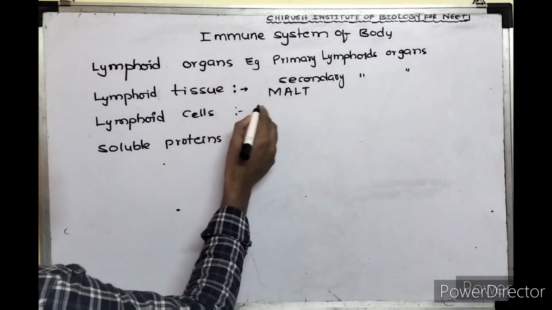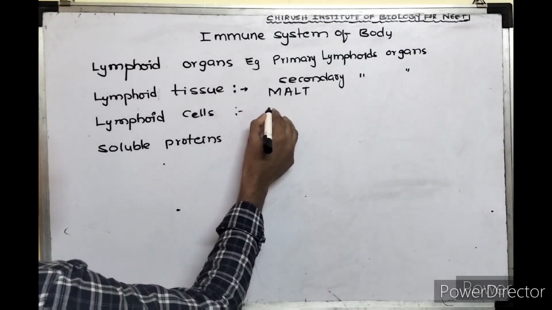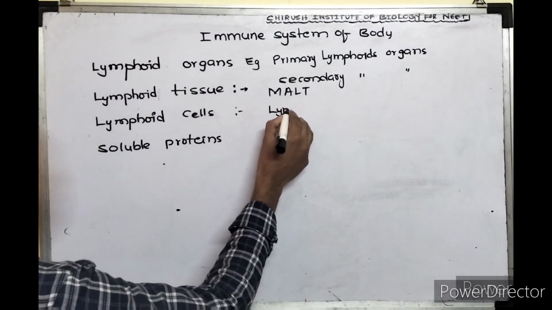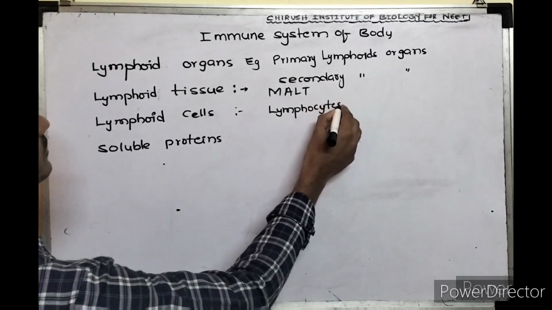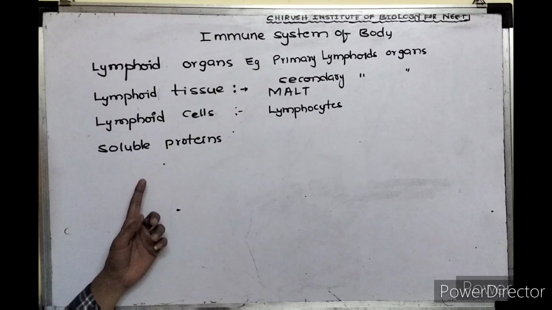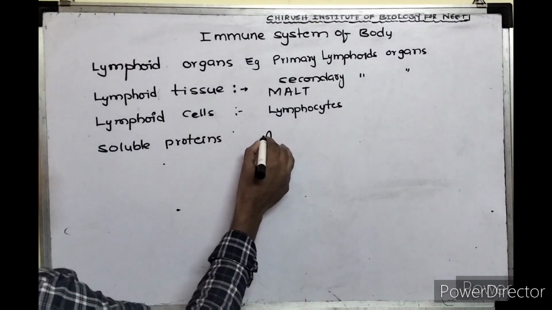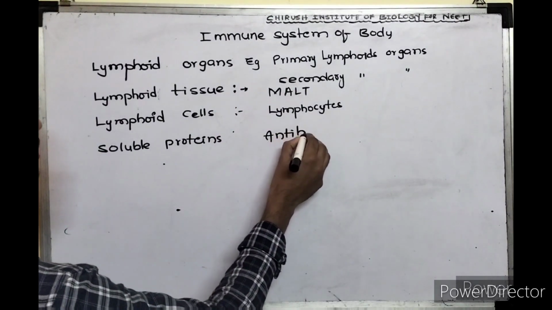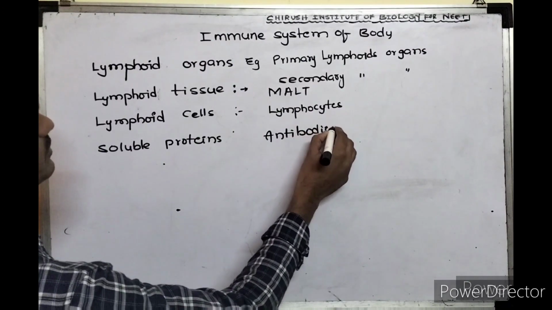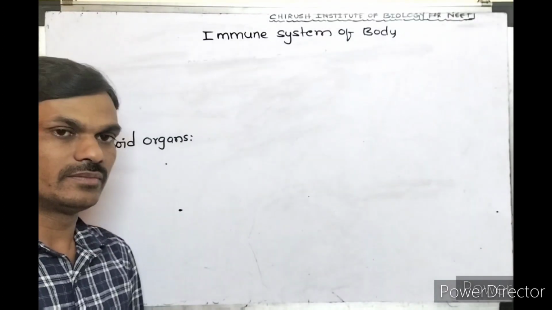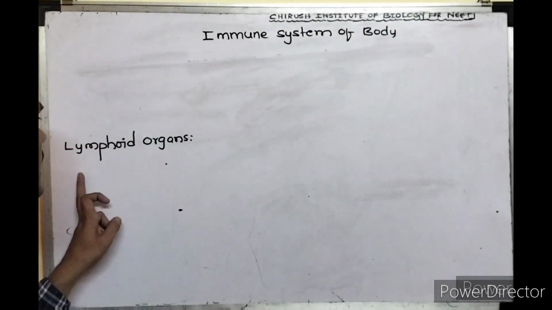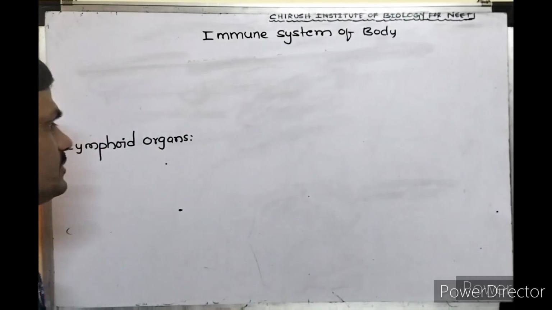Lymphoid cells are lymphocytes, and the soluble proteins, for example, are antibodies. Antibodies are soluble molecules. So these are all the parts. Right. First, now we are taking the lymphoid organs of the immune system.